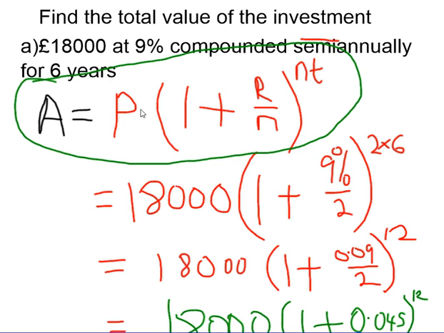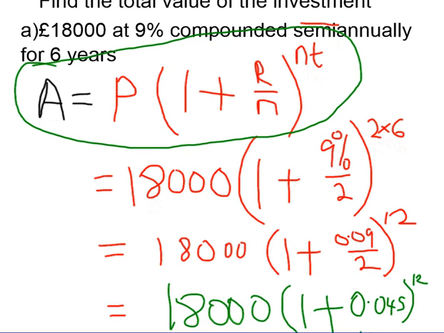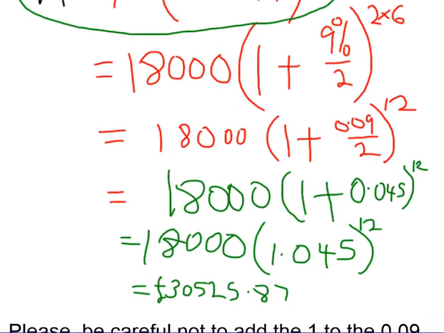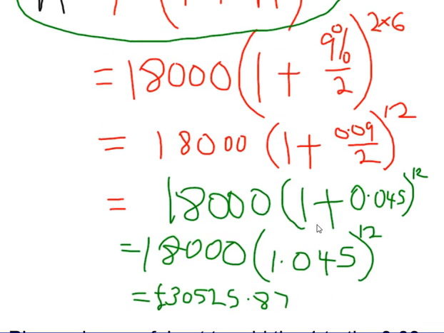So if we substitute our numbers into this formula, we'll get 18,000 for the principal amount, 1 plus 9%, which is the same thing as 0.09 in decimal, divided by 2. And the 2 is because they use the word semi-annually. And then of course you multiply that 2 by the number of years, 6, which gives you 12. Now if you look at this very well, you're going to see that 18,000, 1 plus 0.045 to the power of 12 will give you this answer.